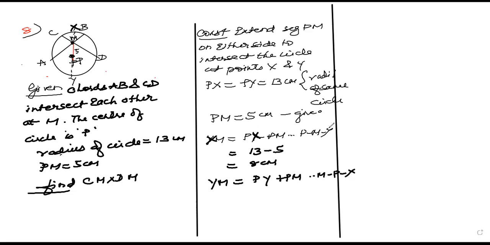Okay, and here it is P dash M dash X. Now what will happen, children? Here, this becomes PY is a radius. Radius is 13 plus 5. How much do you get? 18 centimeter. And now very simple, children.